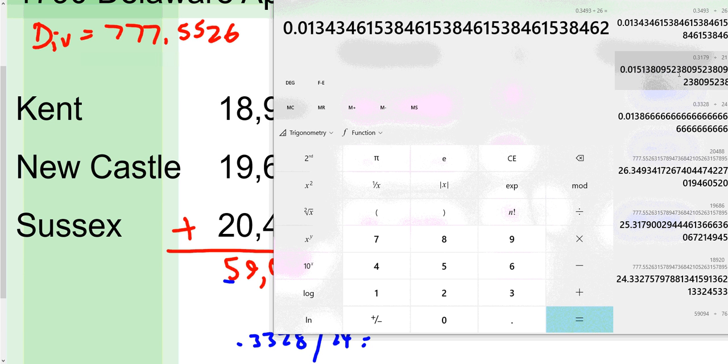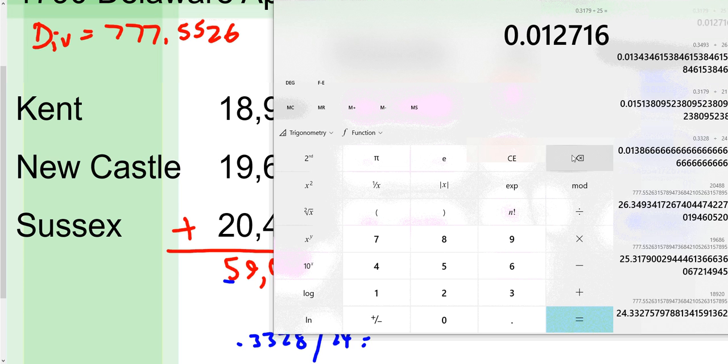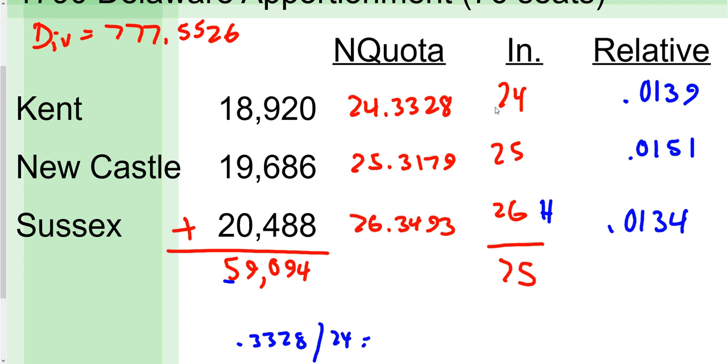Oh, I think I did that one wrong, the one before. So 0.3179 divided by 20 is 0.0127. Okay, I made a slight mistake here. That's okay. This is 0.0127. So these ones represent approximately a little over 1% of the population.